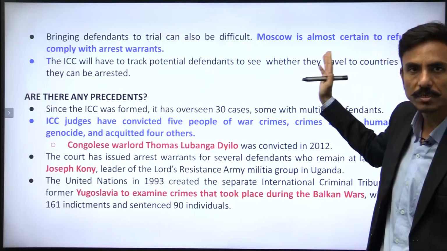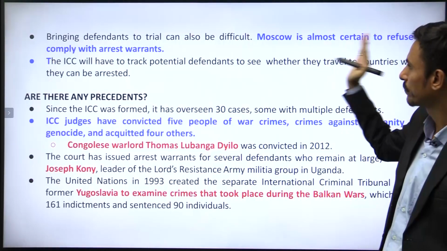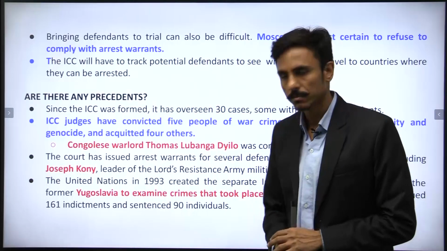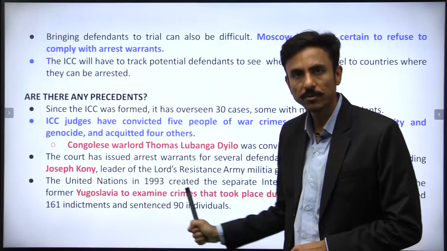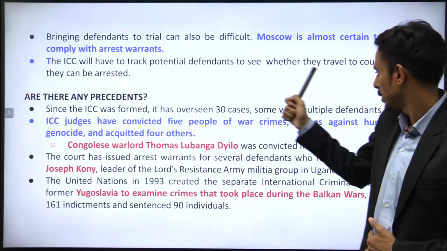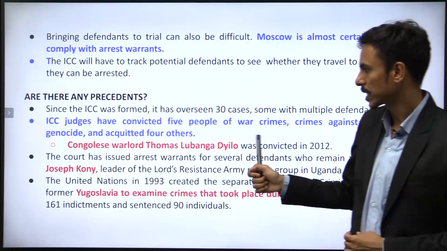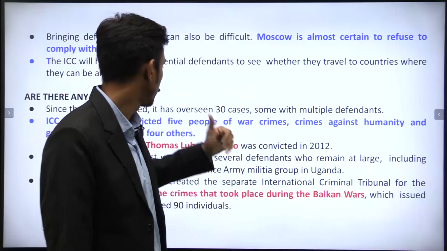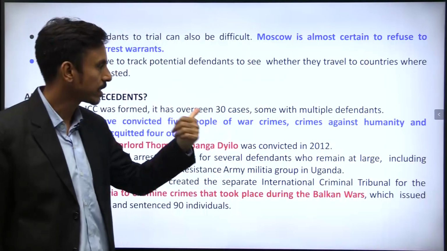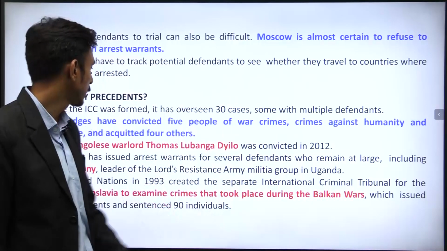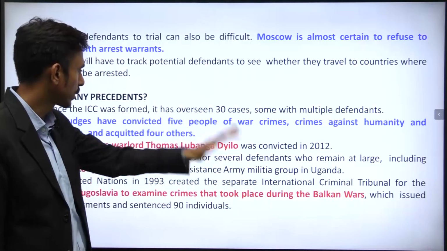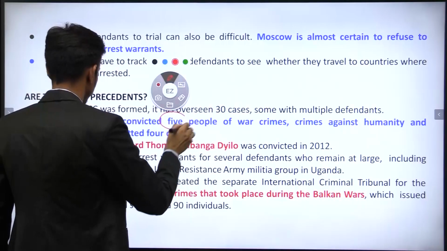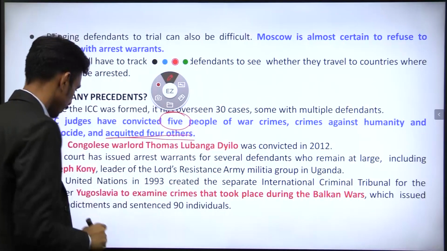Definitely Moscow is almost certain to refuse to comply with the arrest warrants. Previously, guys, ICC International Criminal Court judges have convicted 5 people of war crimes, crimes against humanity and genocide, and acquitted 4 others, right? So the International Criminal Court has till date convicted 5 people of war crimes, crimes against humanity and genocide. At the same time, it has also acquitted 4 others, right? So 5 have been convicted by the ICC judges and 4 have been acquitted.